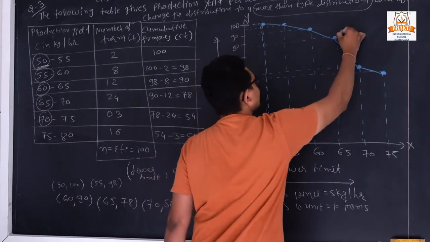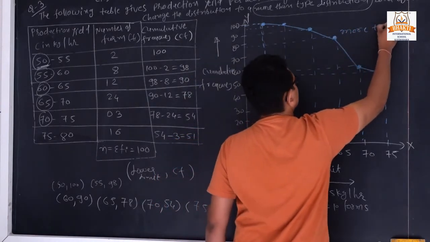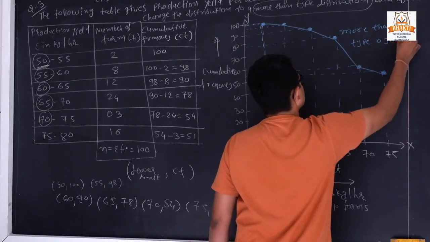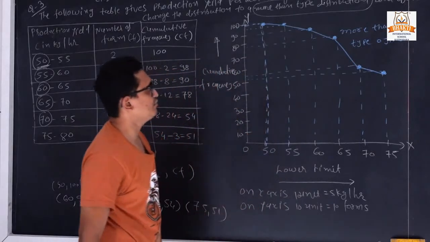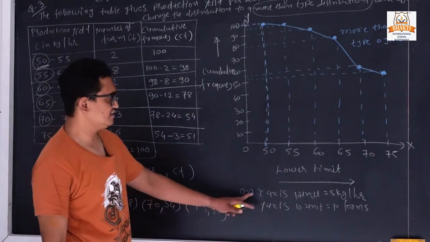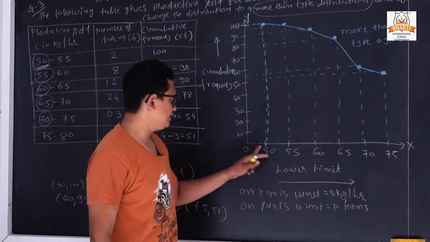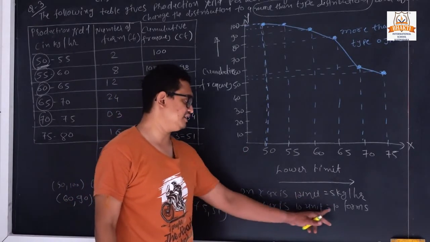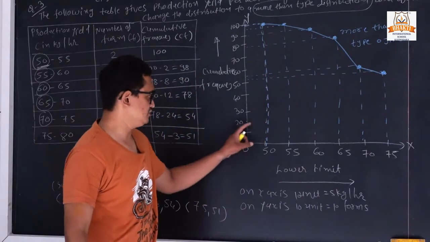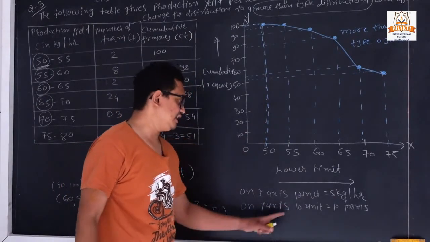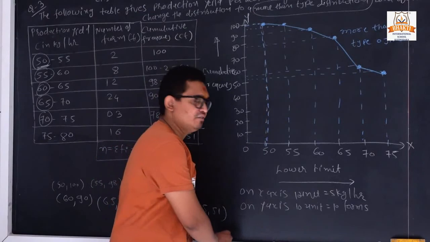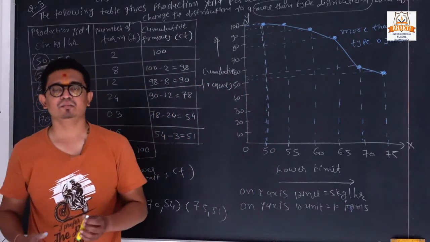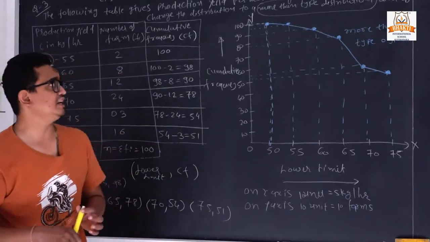So which kind of graph is it called? It is called the more than type of ogive. On the x-axis we are taking 10 units equal to 5 kilograms per hectare. On the y-axis we are taking 10 units equal to 10 farms. It means one box is equal to 5 kilograms and one box is equal to 10 farms.